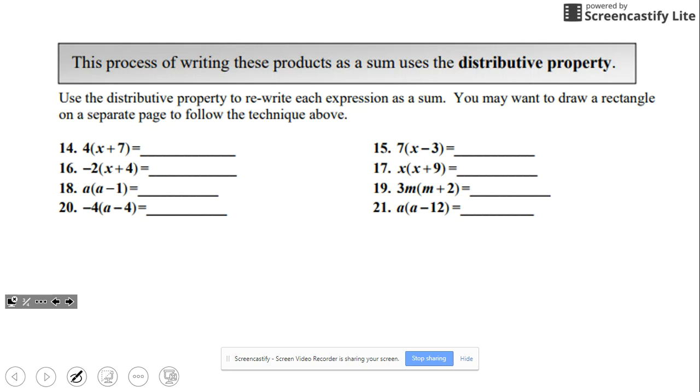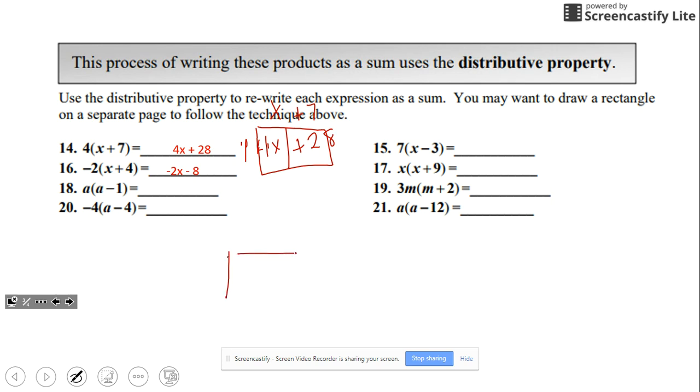Okay, so you're going to go ahead and try these on your own to use the distributive property. If it helps, draw the box and write your 4 on the outside, your x, and then your positive 7 up top, and go ahead and multiply. So 4 times x would be 4x, and then 4 times 7 would be positive 28. So your expression should be 4x plus 28.